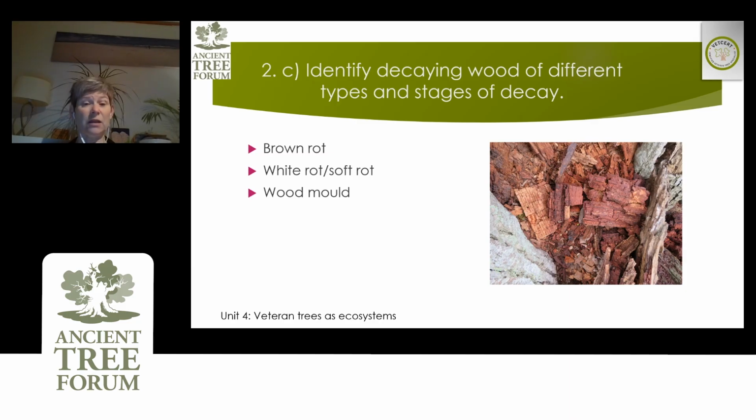Then a very specific thing, this is where we would expect you to be able to identify the decaying wood of different types and the stages of decay. So brown rot, white soft rot, and wood mould, the latter stages of decay. What are the defining features of the types of decay? How can you tell the difference? We would expect you both to be able to identify these in the field, but also to connect what species of fungi may cause these different types of decay. So again, that's a specific identification feature that we would expect you to know.